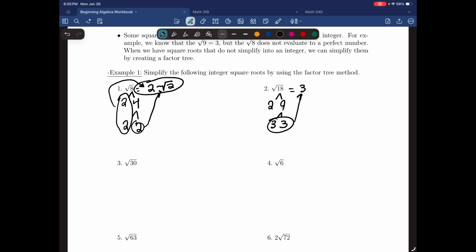So we're going to get 3 times the square root of whatever is left over. And on the left here, we have a 2 on the side. So I'm going to bring that 2 under the square root. And that's your final answer.